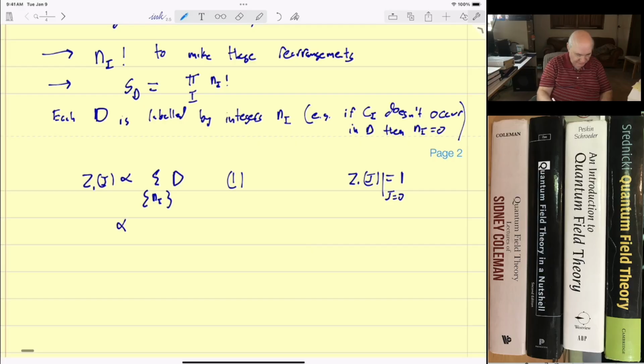And this is proportional to the sum over all possible sets of ni. D, as we showed above, is the product over all i of 1 over ni factorial ci to the ni.